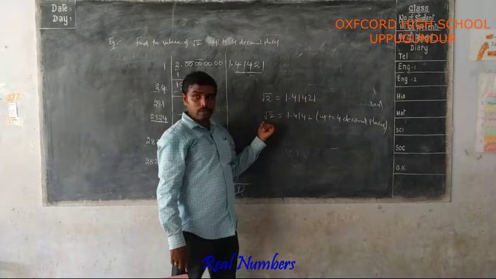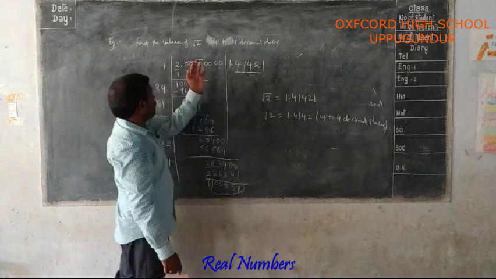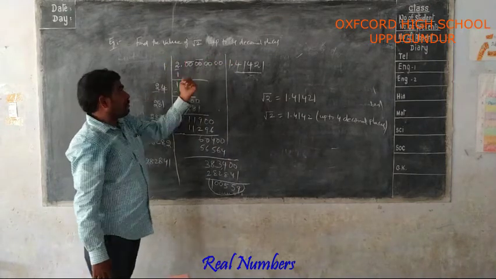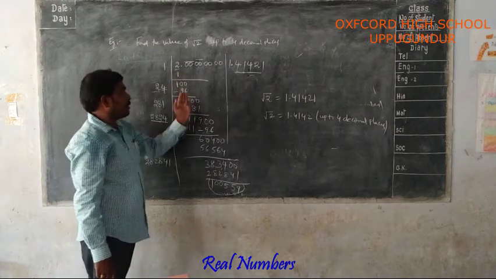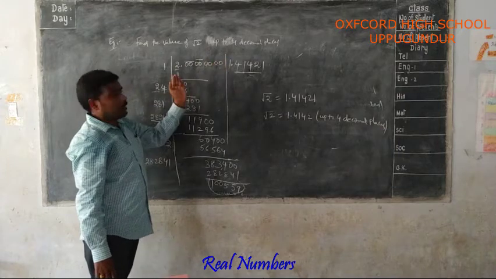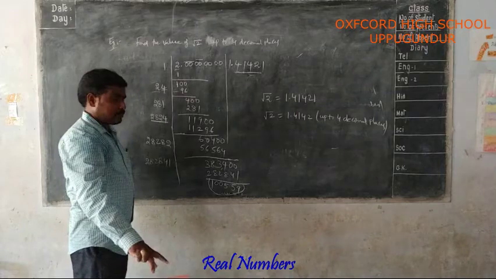Now root 2 equals 1.4142. This is the value of root 2 up to 4 decimal places by division method. Finding the square root of 2 up to 4 decimal places by division method. Similarly, you can find root 3 also.